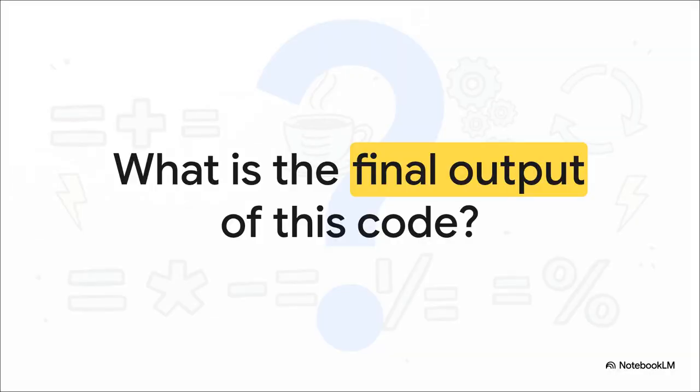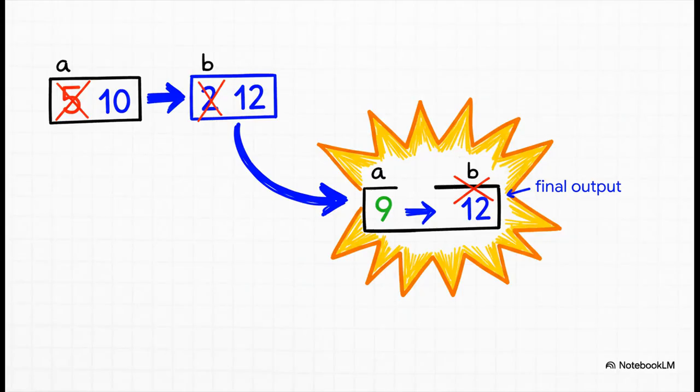All right, pop quiz time. Take a look at this code snippet. I want you to actually pause this explainer, grab that scratch paper, and trace the values of a and b all the way to the end. What's the final output going to be? Go ahead, hit pause now. So, did you get 9 and 12? Let's do a super quick trace.